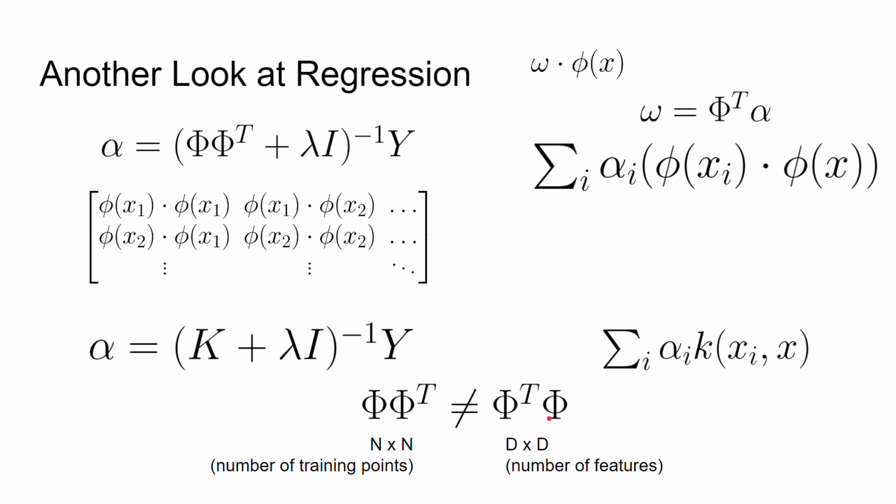If I have lots of training points and a very small number of features, and both of these approaches get the same result, then I would probably do it this way. But if I'm working in an infinite number of features, then this is going to be the smaller approach.